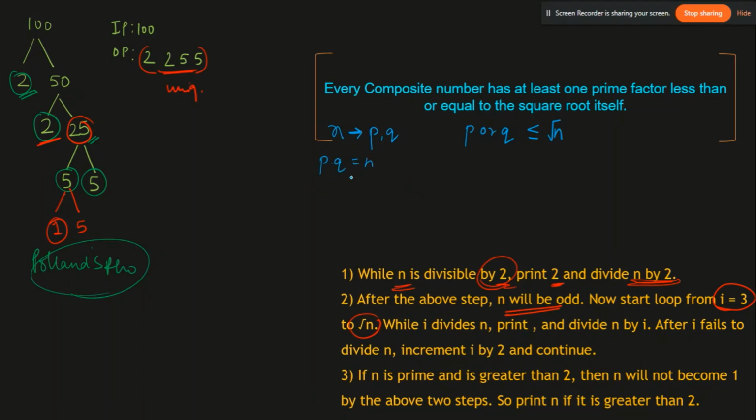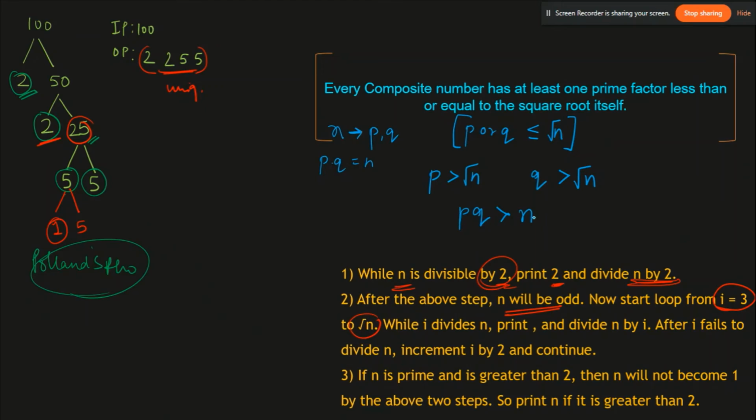Now let us contradict this. Suppose p is greater than root n, not less than but greater than, and q is also greater than root n. Now let us multiply these two. We get p times q greater than n, correct?